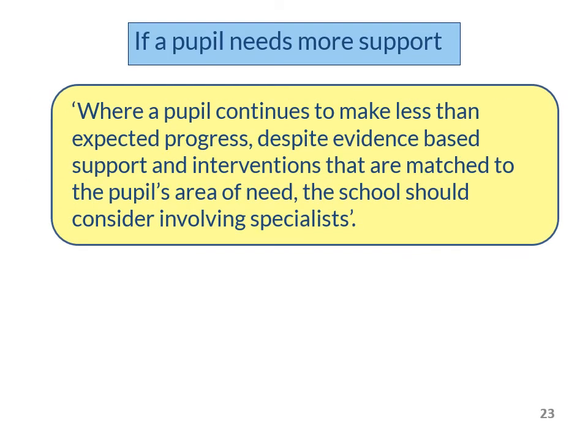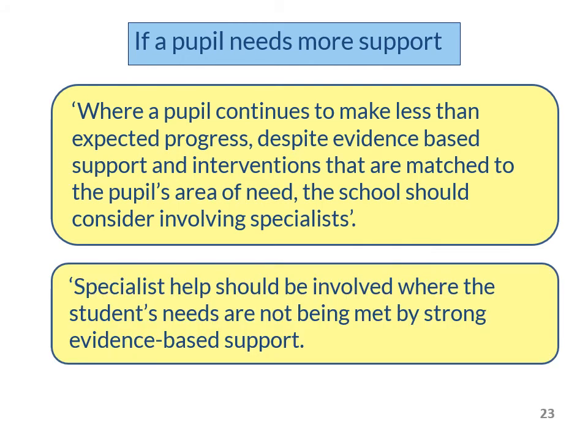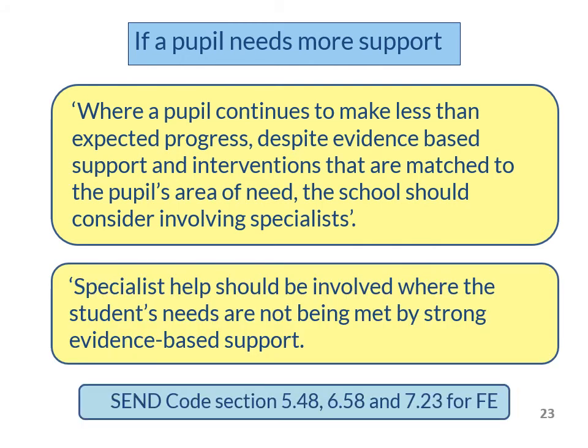Sometimes, despite a setting's best endeavours, trying different strategies of support, a child or young person might still struggle with their learning, and the SEN code says that where a pupil continues to make less than expected progress, despite evidence-based support and interventions matched to the pupil's area of need, the school should consider involving specialists. And the SEN code is clear that this also applies to further education colleges.